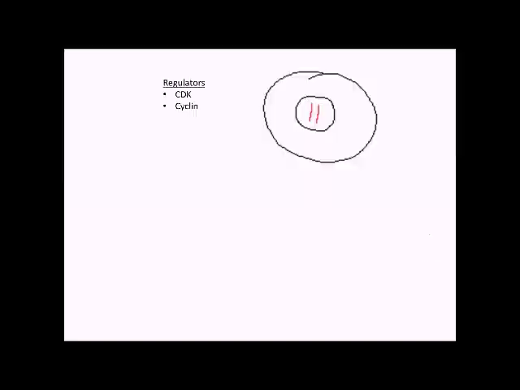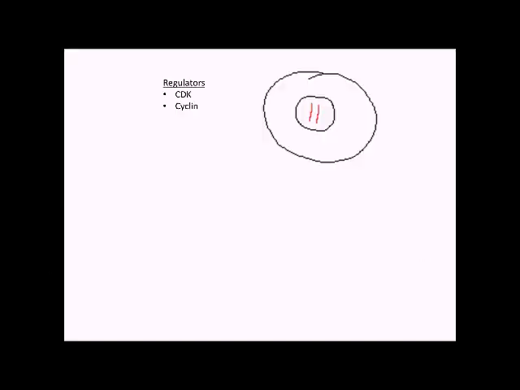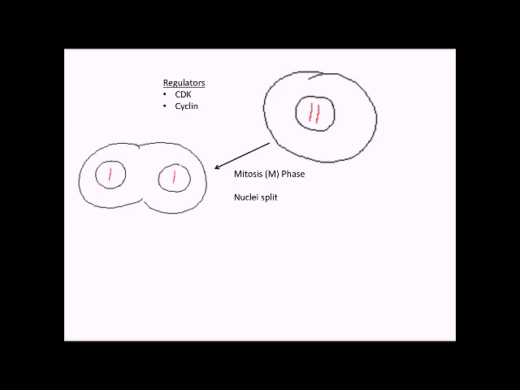So if everything checks off, CDK and cyclin are going to go ahead and signal the cell to move on into the process. And the next phase is going to be where we actually start splitting things. Mitosis, or M phase, is when the nucleus is going to split. So we're going to end up with something very similar to what you guys drew in our exploration there, a cell pinched off in the middle with two nuclei.